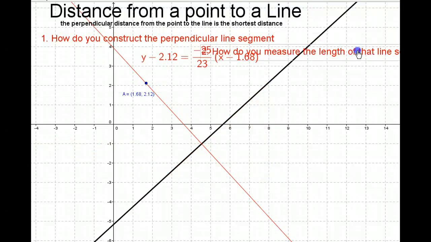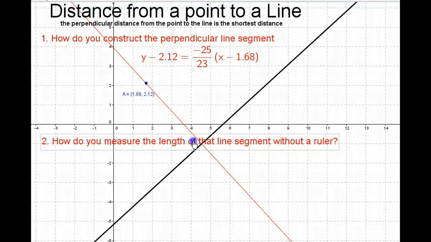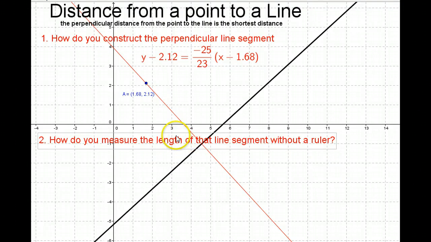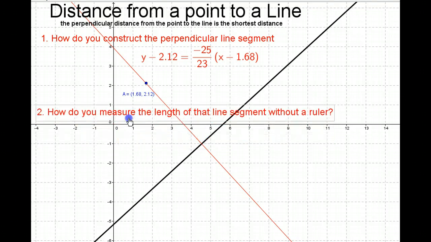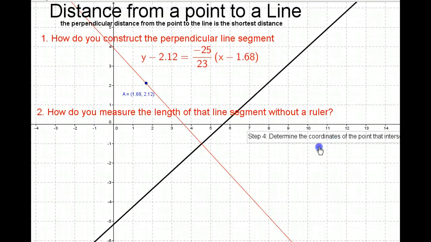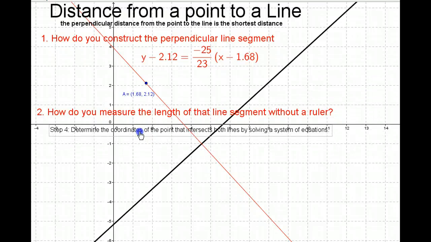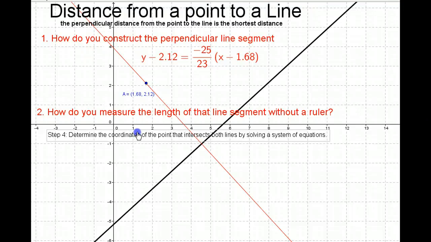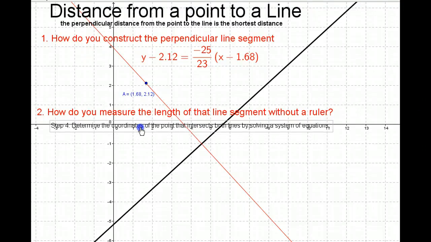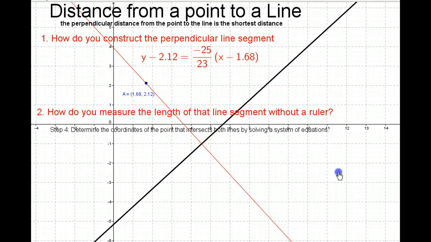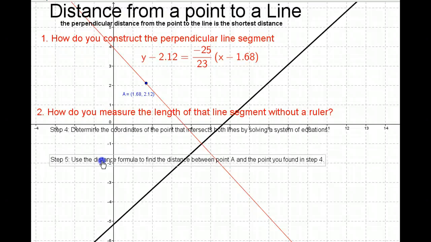So the next step that we have to do is measure the length of this line segment that's created by the perpendicular line segment without a ruler. Now the tricky thing about that is, now that we have the perpendicular line, we need to find the line segment. In other words, we have to determine the coordinates of the point that intersects both lines. And we can determine that by solving a system of equations. And then after we find that point, we have to use the distance formula to find the distance between point A, our original point, and the point we just found.